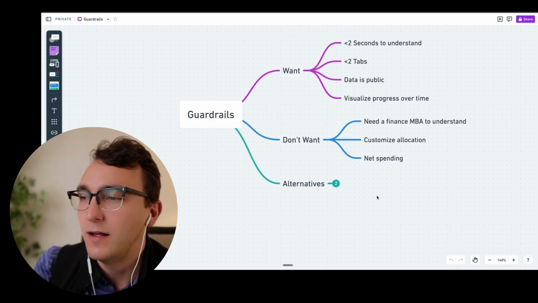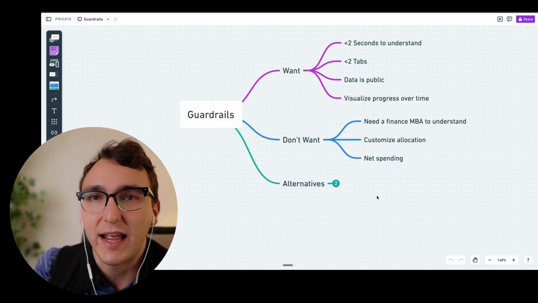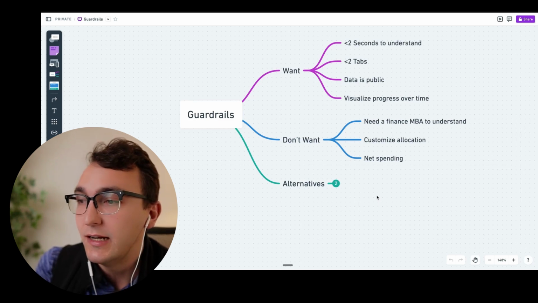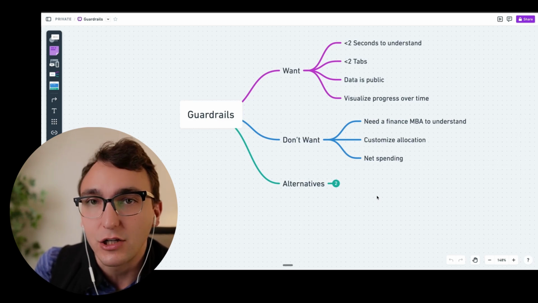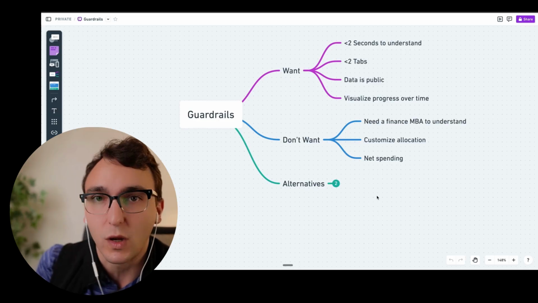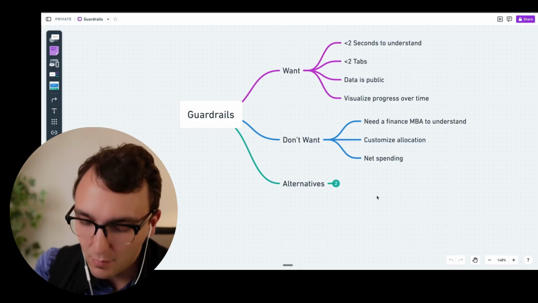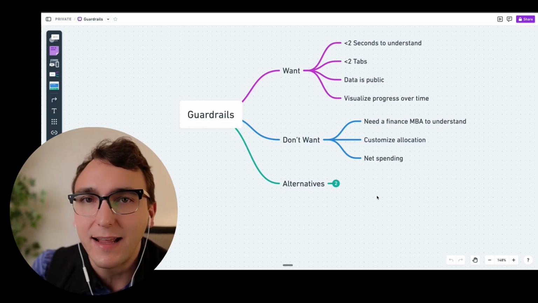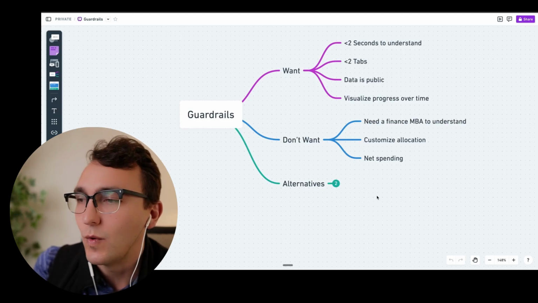So that'll be important. I don't want someone to have a deep knowledge of finance to understand what we're talking about with this spreadsheet. I don't want to mess with different allocations. We'll just stick with a standard issue 60-40 retirement portfolio. And then I want to look at gross spending, so we're not going to worry about taxes with this particular tool.